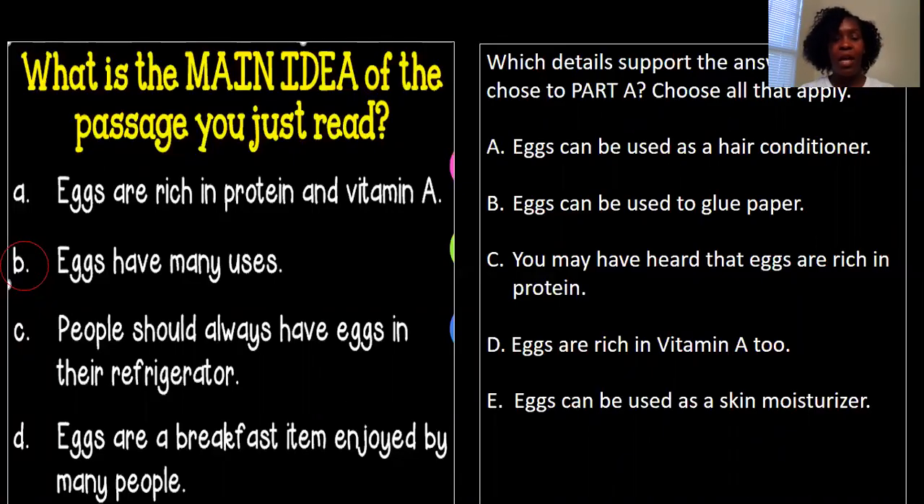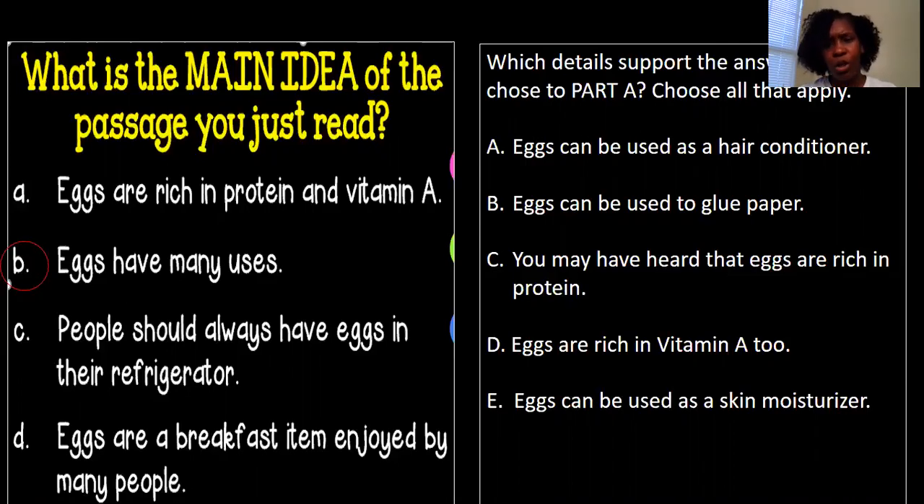Now, watch this. Part B says, which details support the answer you chose to part A? Choose all that apply. Now, my part A answer was that eggs have many uses. My focus area is that I'm going to focus on eggs and many uses, okay? What I tell my students is to make sure that they underline the main words in part A to find a connection with your part B answer choices. So eggs, many uses. So now I'm going to look for the answer choices that have something to do with how eggs are used.